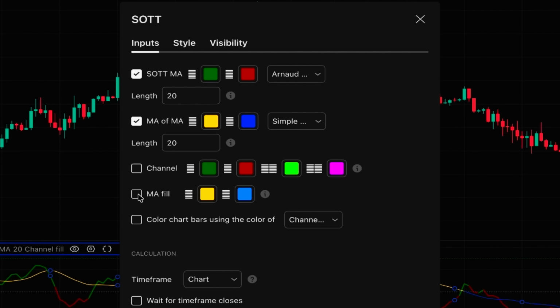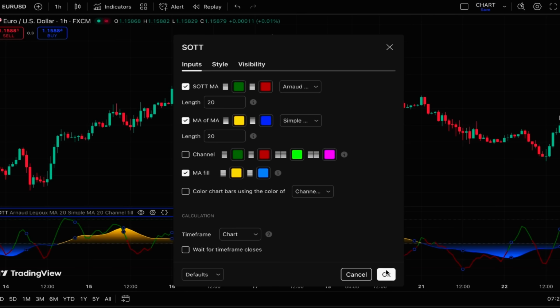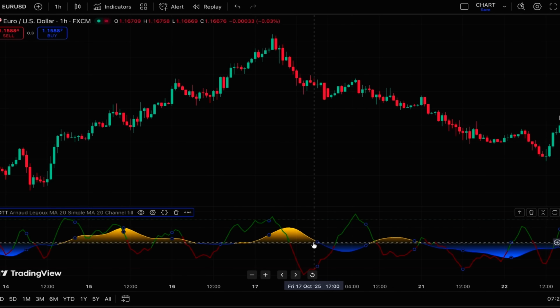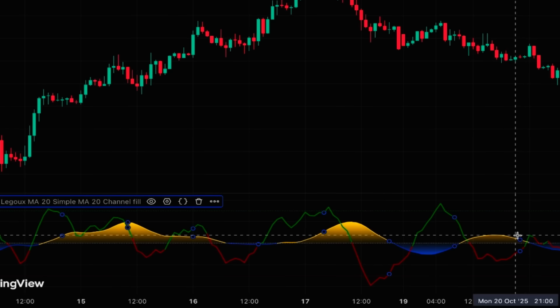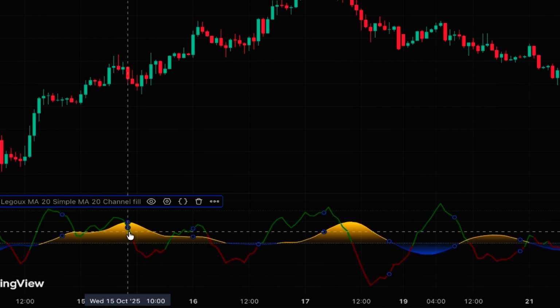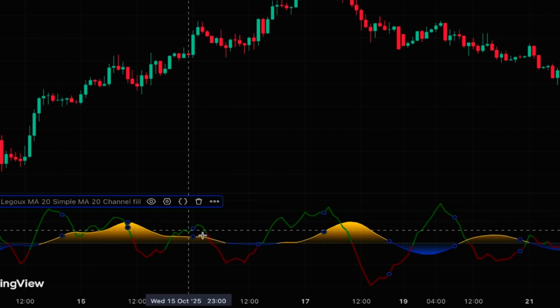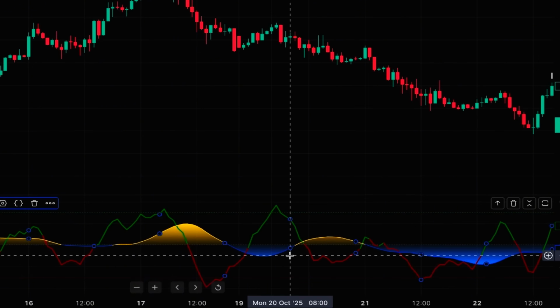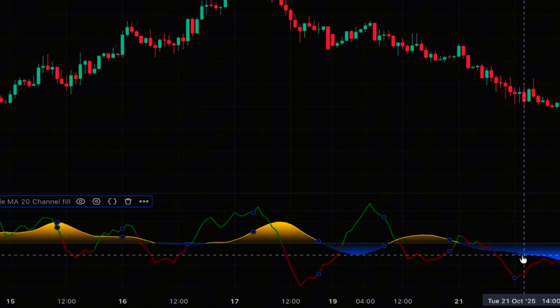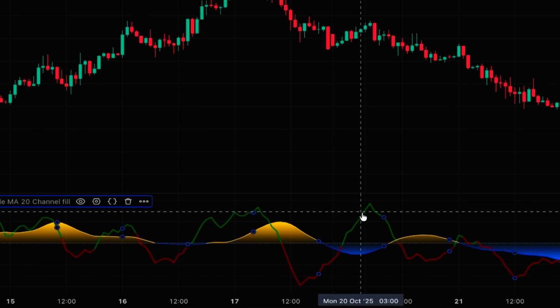Here when we turn on MA fill, here for this line in the indicator, which is moving average of SOTT moving average line, you can see that the area between the line and center line is colored based on being above the center line or below the center line. When it is above the center line, the color is orange, and this shows that we have greater bullish strength in the market. And on the other hand, when it is below the center line and the color is blue, it shows that we have greater bearish strength in the market, because this line is a 20 period moving average of this line, the SOTT moving average line.